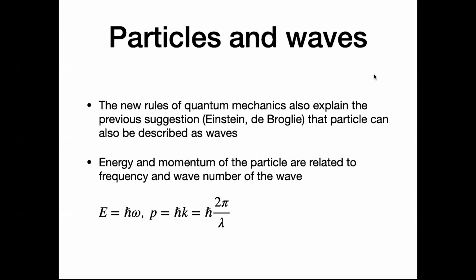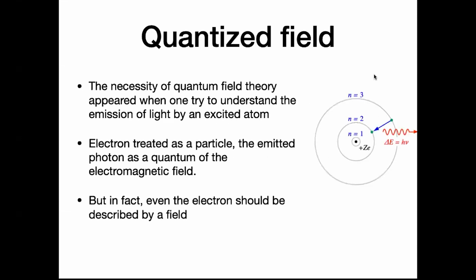This wave is not a field. The necessity to introduce a quantum field appears when one tries to understand the transition between different energy levels of hydrogen atoms. The Schrödinger equation only tells us that there are different discrete energy levels of the hydrogen atom. But we know from experiments that when we put an atom in an excited state, then after some time it will emit a quantum of the electromagnetic field, a photon, and go to a lower energy state.